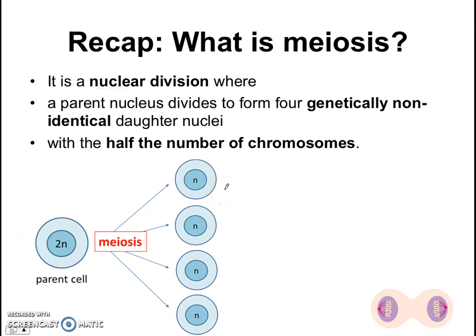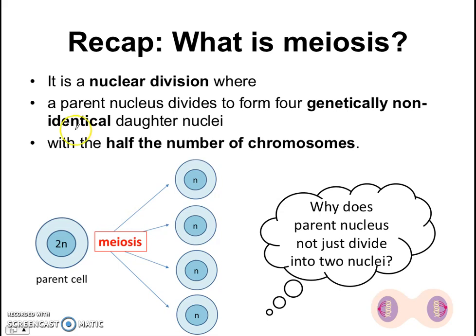So at this point, you might be asking a rather smart question, which is, why doesn't this parent nucleus with 46 chromosomes just divide into 2 nuclei? Why does it divide into 4 nuclei? Well, later on when we look at the process of meiosis, it will become clearer.